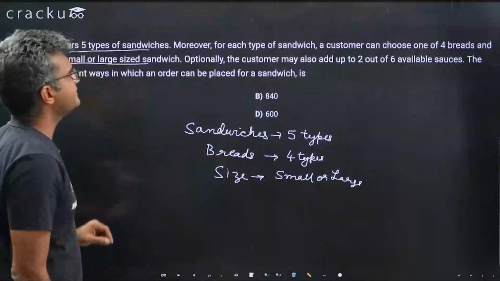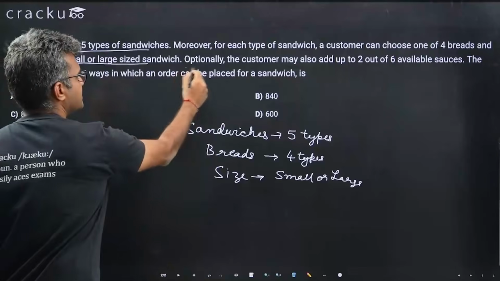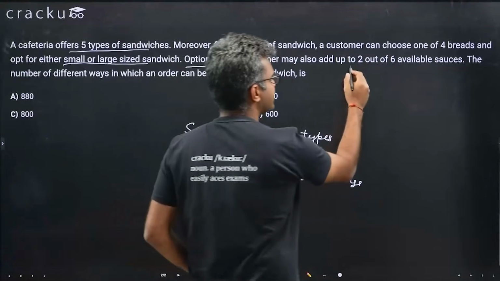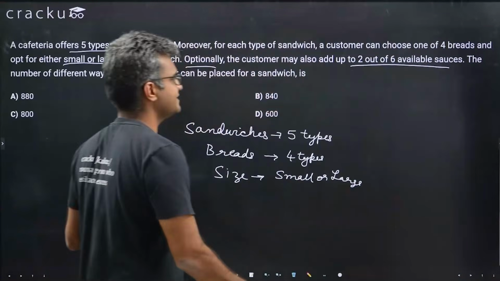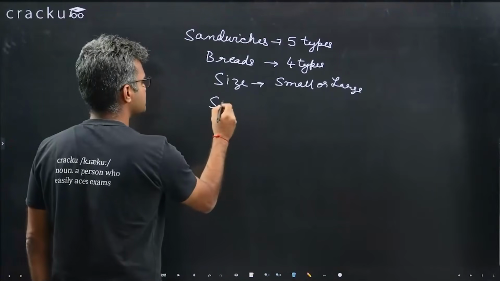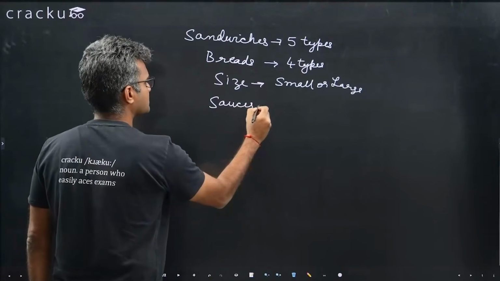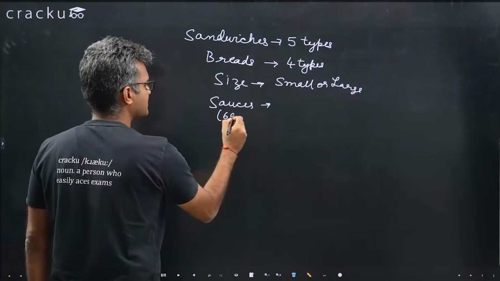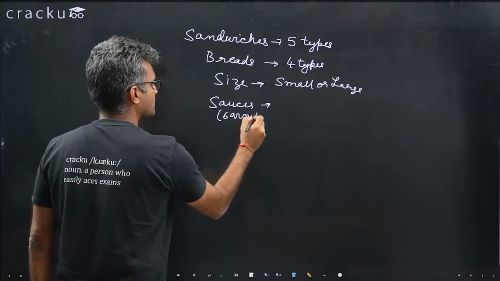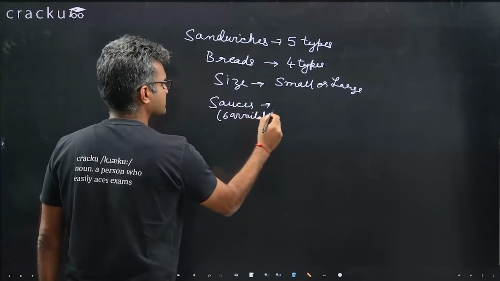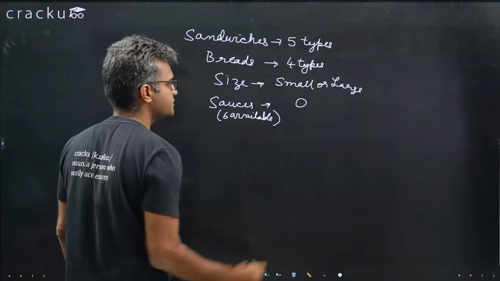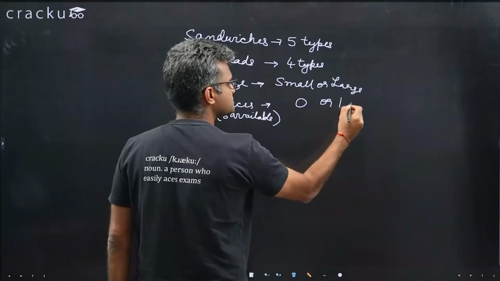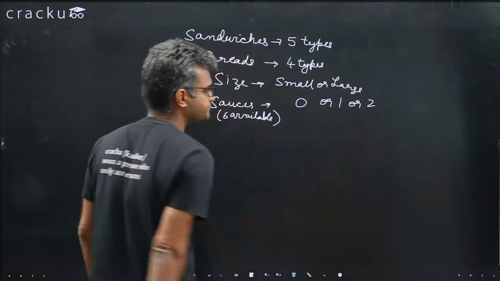And then finally, optionally, he can select a maximum of 2 out of 6 available sauces. So if you're looking at the sauces, there are 6 available, out of which this guy can either choose no sauce, or he can choose one sauce, or he can choose two sauces.